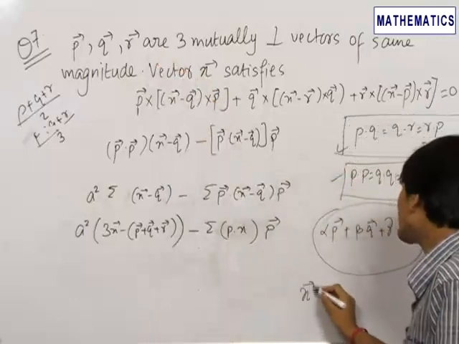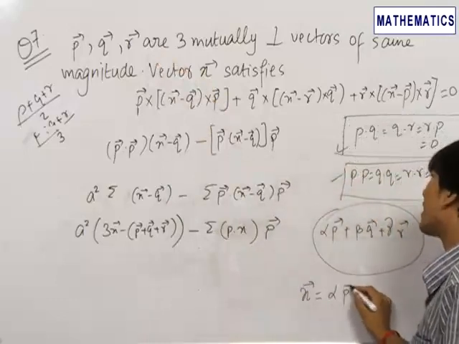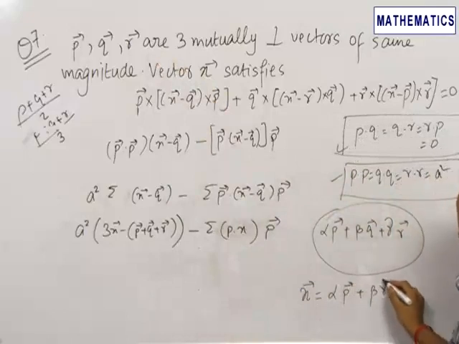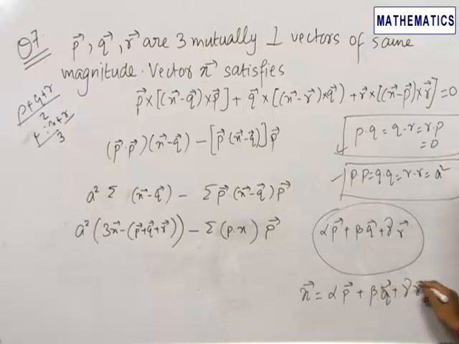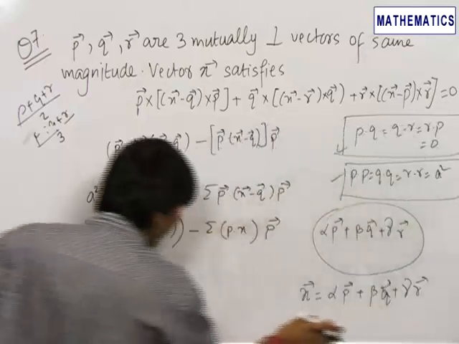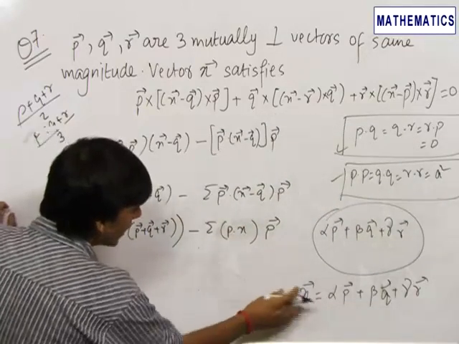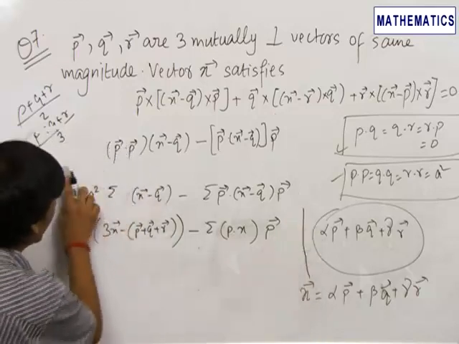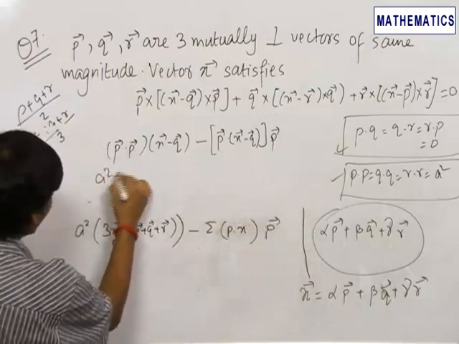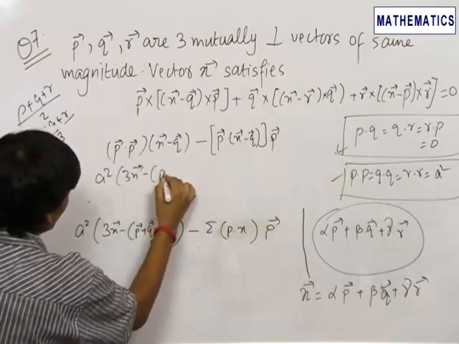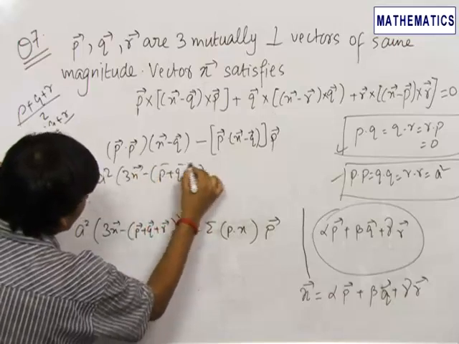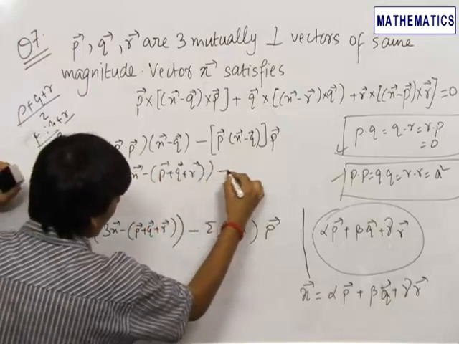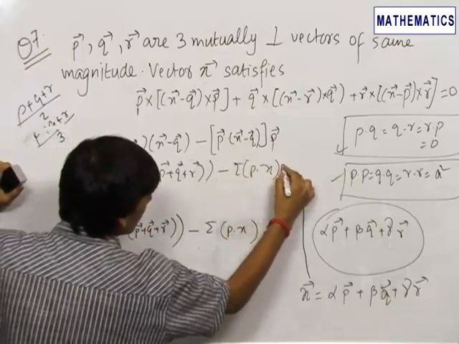Therefore we can write x vector is equal to alpha P vector plus beta Q vector plus gamma times R vector. For some values of alpha, beta and gamma, this will be true. Now let us find out those values of alpha, beta and gamma. Now this is very important. Let me write this statement above: A square into 3x vector minus P plus Q plus R. These are all vectors, minus summation of P dot x into P vector.